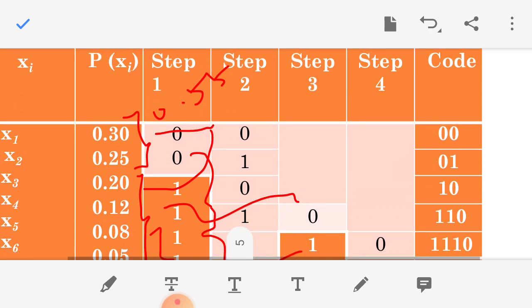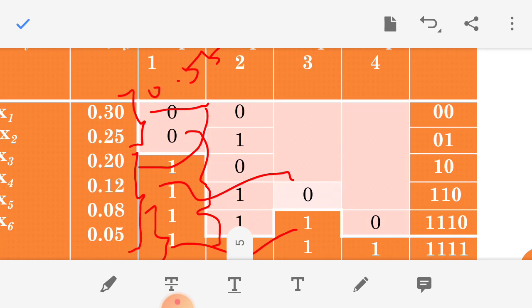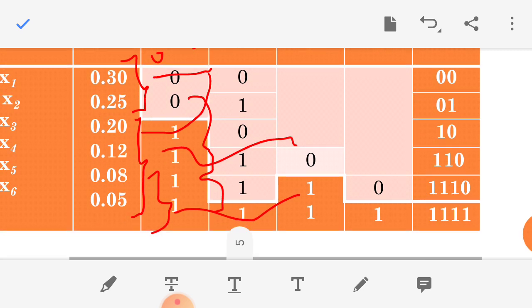Finally, we get the code word for x1 00, for x2 01, for x3 10, for x4 110, for x5 1110, for x6 11111.